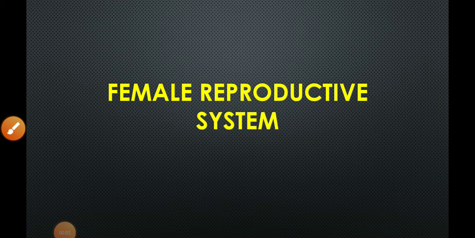Children, this is part 3 of the reproduction in animals series. Now this is of class 8th. Let's start with the female reproductive system.